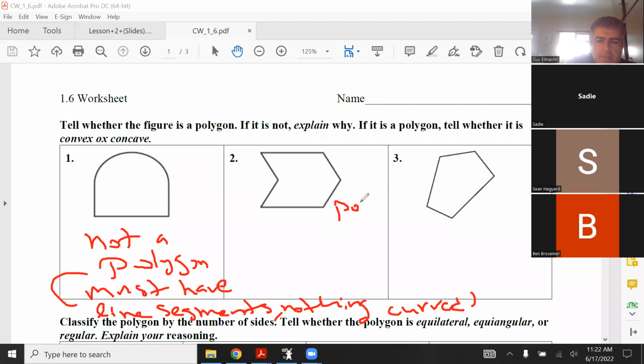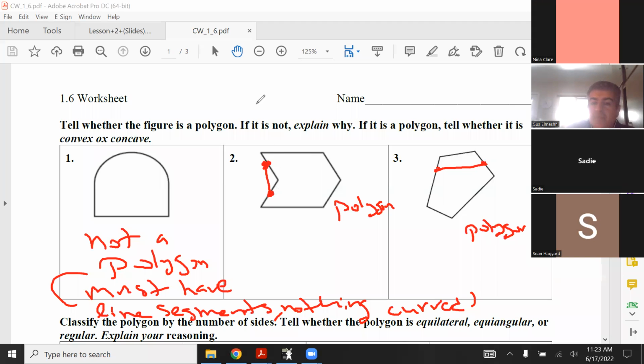Now both these are polygons. But look what I do here. I pick 2 points on the sides and that segment's not fully contained in the polygon. Here, no matter how I draw a segment, it's always going to be inside the polygon. So for number 2, is that convex or concave? What do you guys think? Based upon the definition we just talked about. And look at your notes. You can type in the chat.